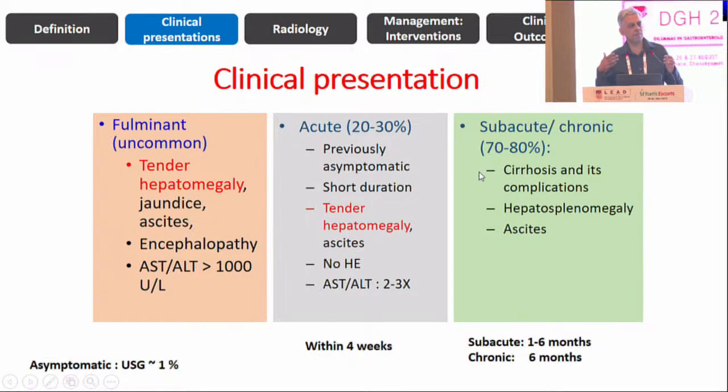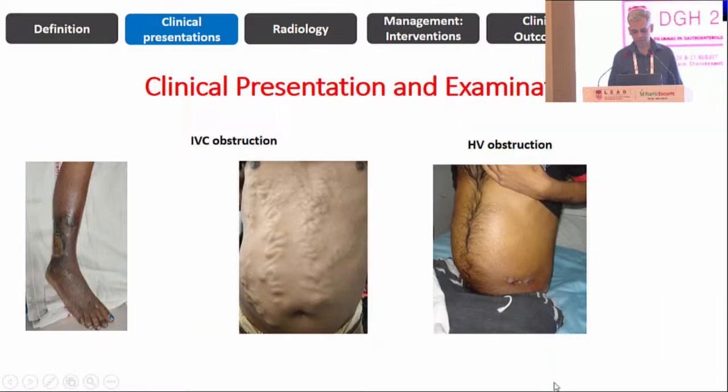Subacute is what we typically see in our clinical practice. Most patients present with cirrhosis and its complications. You'll have hepatosplenomegaly and ascites. Presentation varies from 1 to 6 months, and for the chronic, it's more than 6 months. This is what you'll see when you see a patient.